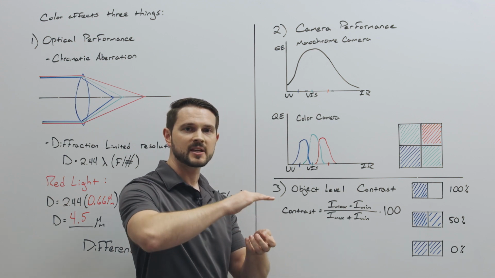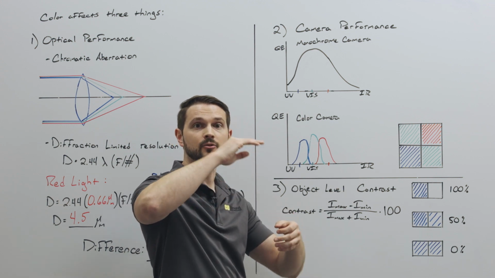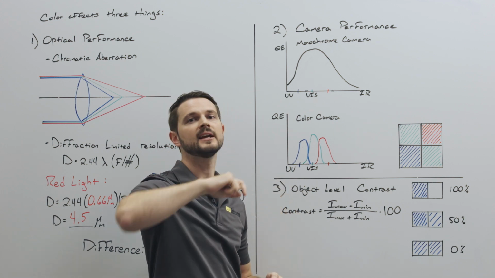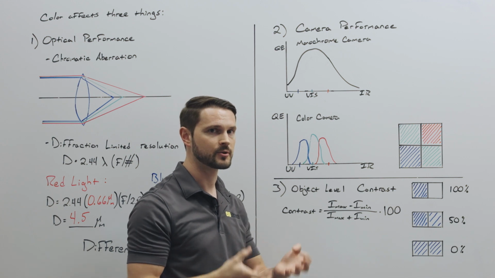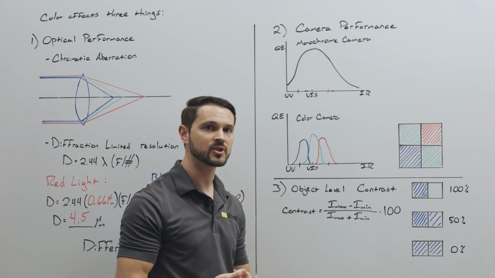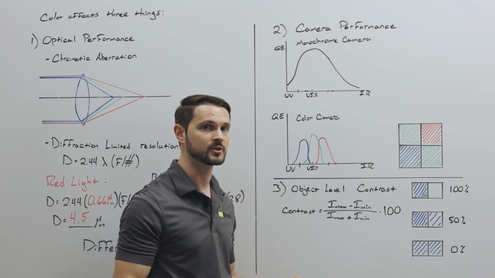Because generally speaking, once you've taken an object and you pass it through a lens and you put it onto a camera and all that data gets recorded, each time you're actually going to lose contrast going through there. So the sharper you can have your object level contrast, the better your image is going to look overall.